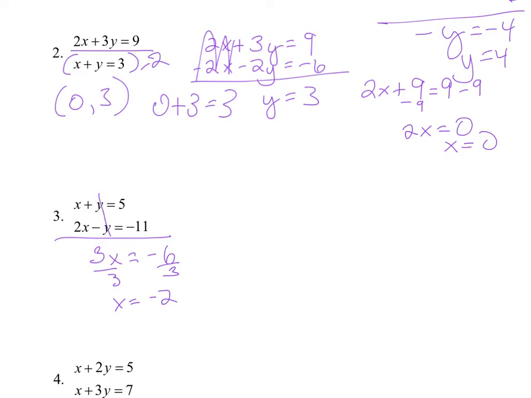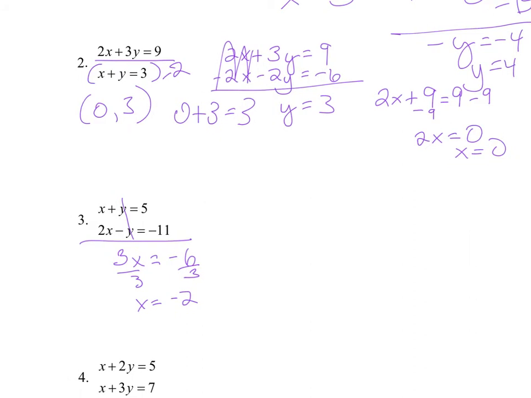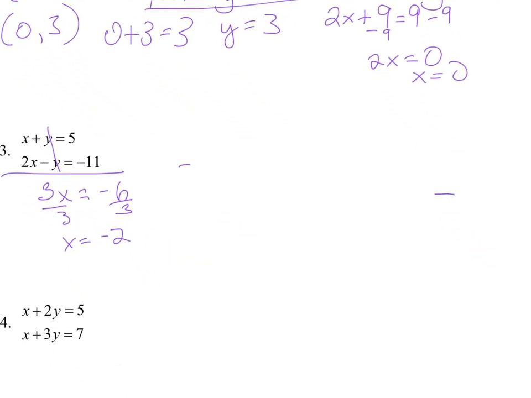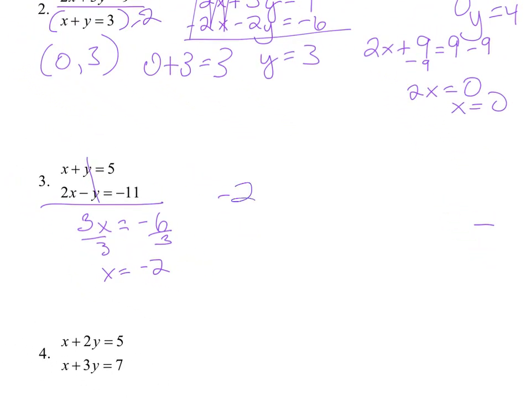All right, sorry about that. Okay. Why am I doing that? I don't know why I was suddenly making it shift. All right, -2 plus y equals 5. So I add 2 to both sides. I get y equals 7.